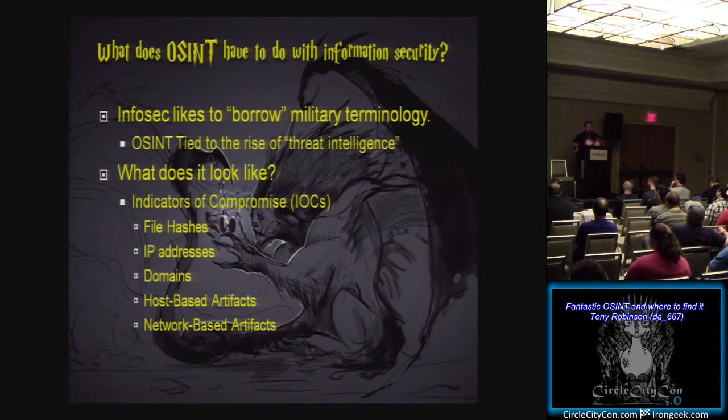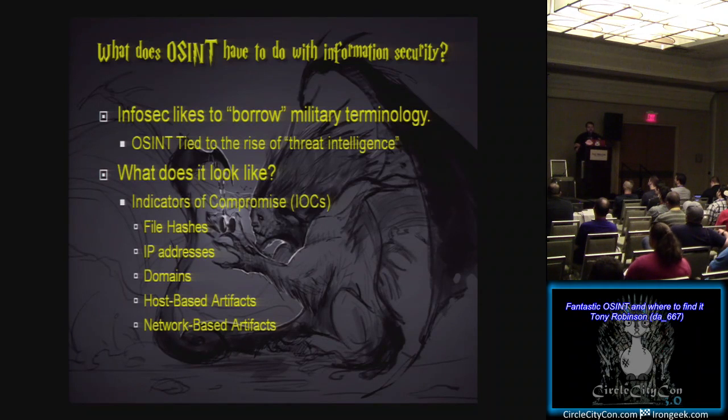So what does this have to do with our field? What does this have to do with information technology, blue teaming, security operations? We have a lot of jargon in information security. It borrows very heavily from the military, very heavily from information technology. And OSINT is tied directly to threat intelligence and how it's become a big thing anymore. It's no longer cool to say that you maintain a blacklist. It's no longer cool to say that you generate reports. It's all threat intelligence now. It's all the same.